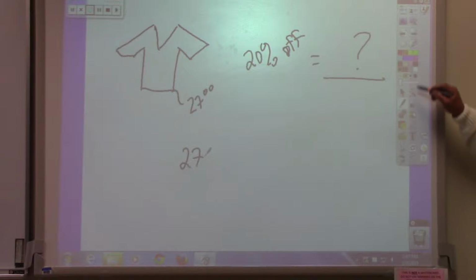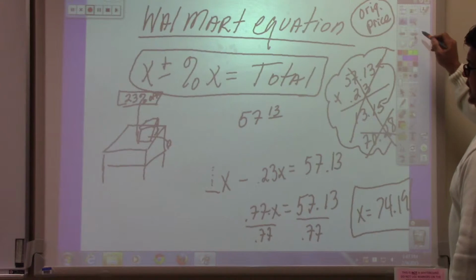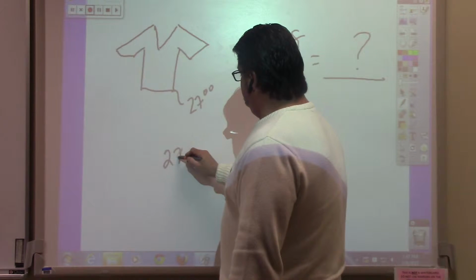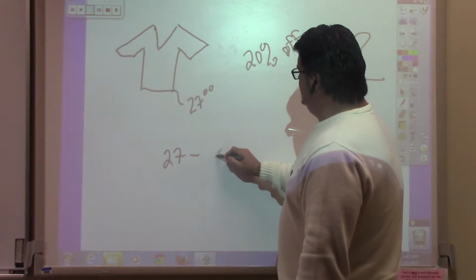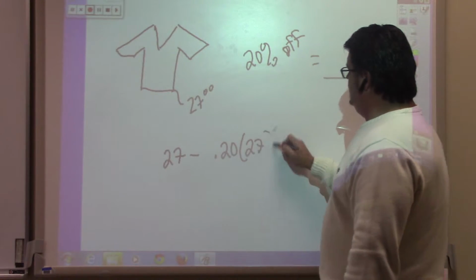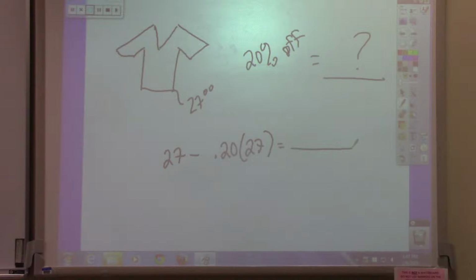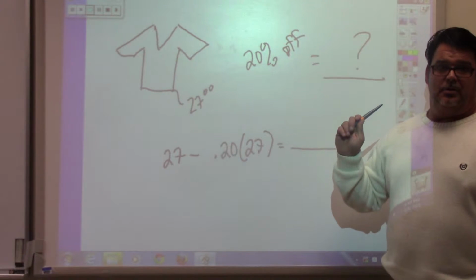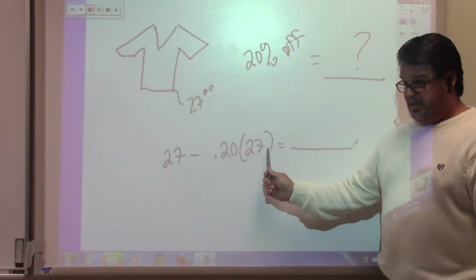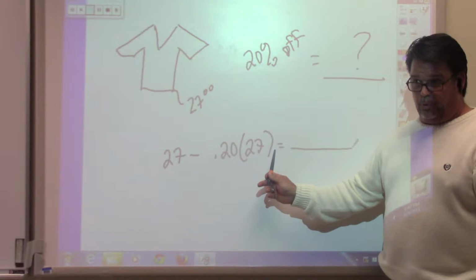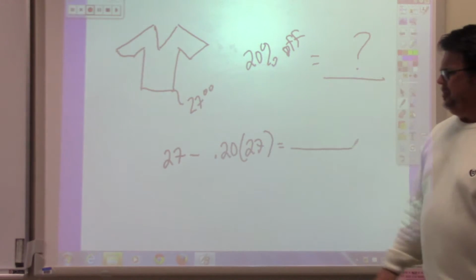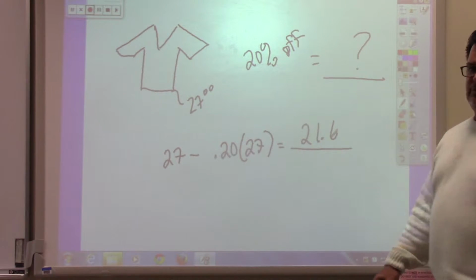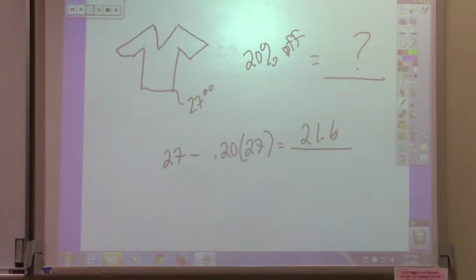Or you could do the Walmart equation and just do 27 minus 0.2 of 27 is equal to the total cost. Now, you don't need a calculator for this, because 10% of 27 is what? 2.7. That's right, 2.7, and then 20% would be 5.4. 5.4 off of this would be what, 21.6? So your answer should come out to be 21.6. Somebody check it with your calculator. Of course it is.